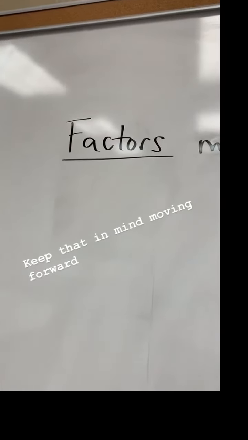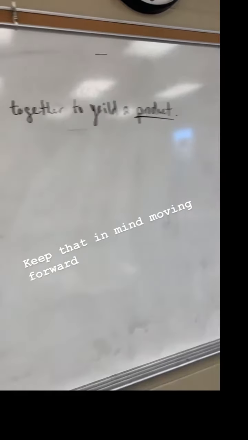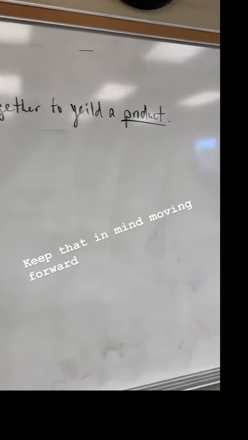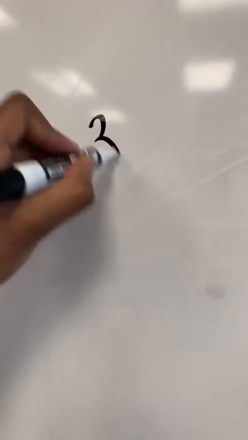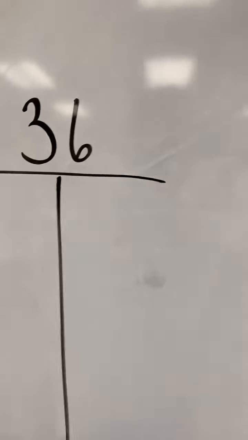All right, so factors multiply together to yield a product. That's going to be what we base everything on right here. Factors multiply together to yield a product. So if I had the number 36, there are different ways that I can multiply numbers together to get 36. So I'm going to make a table.